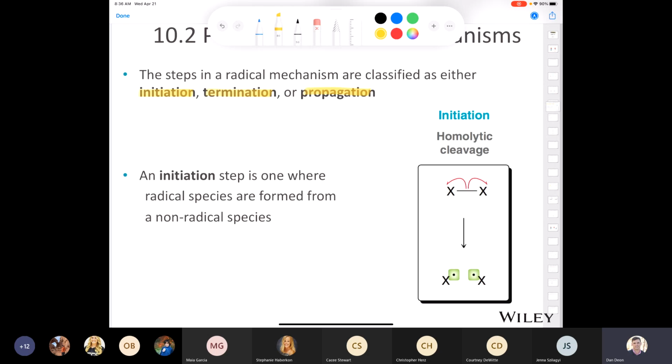What's initiation? Initiation is when we start with no radical at all and we end up with a radical, right? It's just the production of radicals or a radical from a non-radical species. So here, if we do a homolytic cleavage of a halogen, we can produce a pair of radicals, right? Why is this initiation? Because we start with no radical here and we end up with a radical or a pair of radicals as our products.